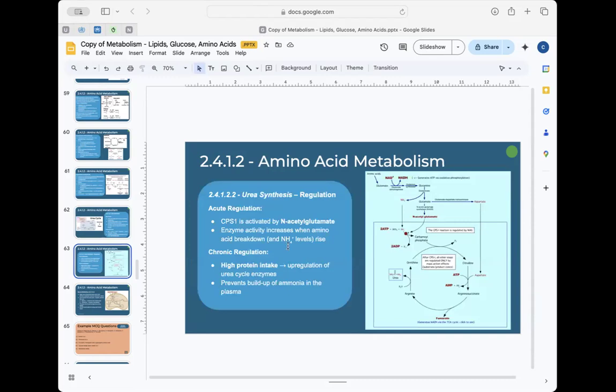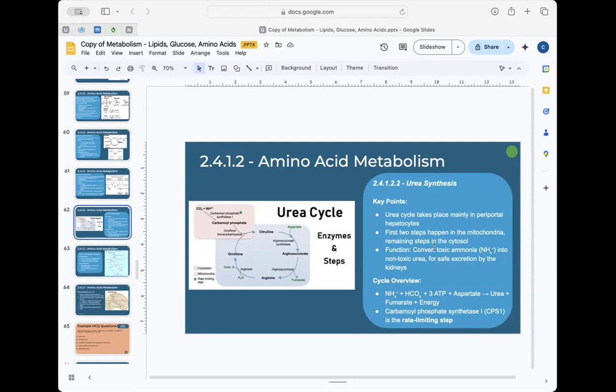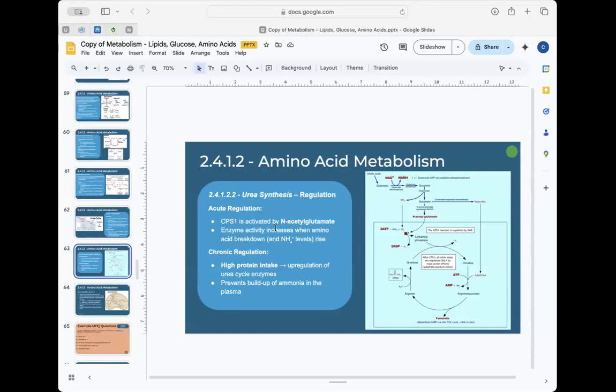Okay, regulation. So where's CPS 1 here? Carbamoyl phosphate synthetase 1, the rate limiting step. This one with the star against its name is very important and is activated by N-acetyl glutamate. Enzyme activity increases when amino acids break down and NH4 levels rise. And then there's some info on chronic regulation there, which is less important to know for your part A's. That diagram's also a really nice summary.